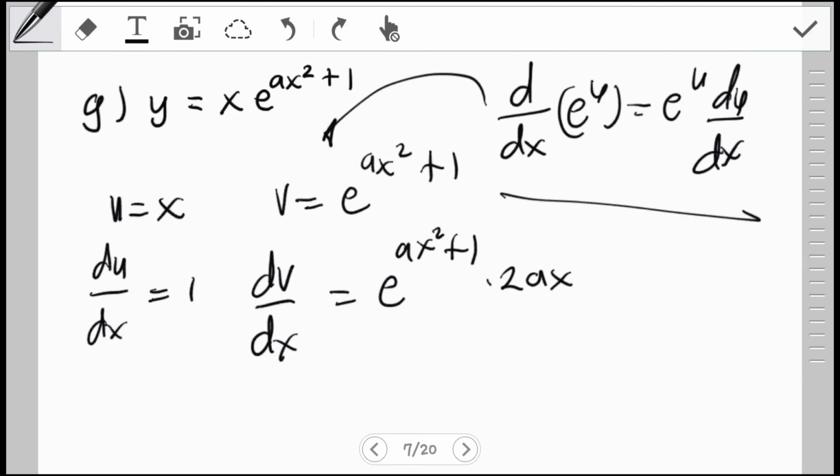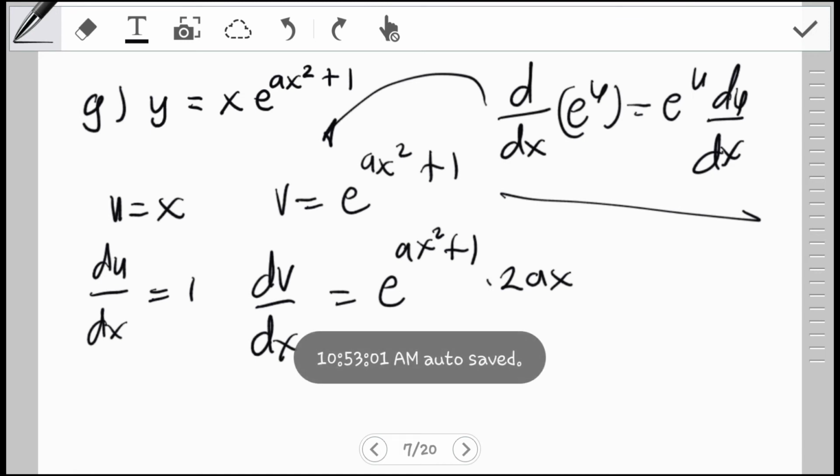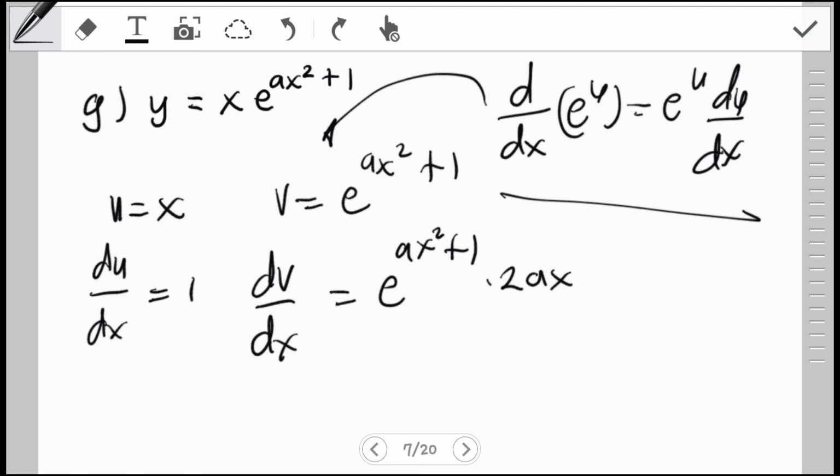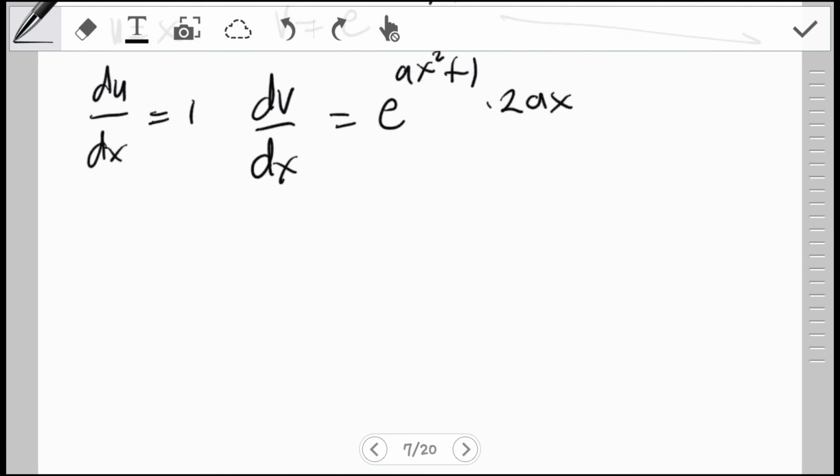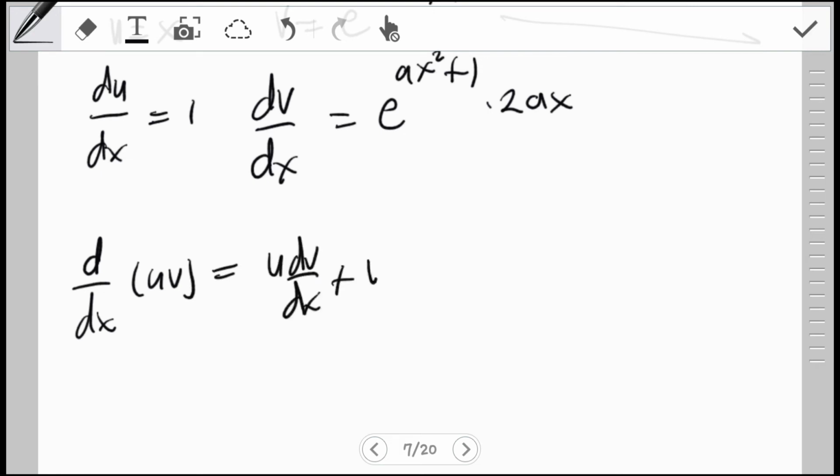Okay, so since the problem given is a product, we can now also apply the product rule formula of the algebraic functions in terms of differentiation. So the product rule is d over dx of uv equals u dv over dx plus v du over dx.